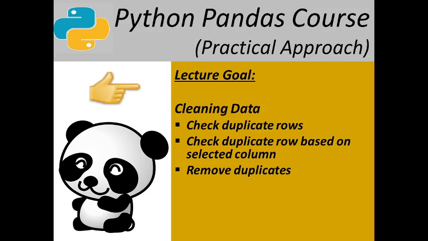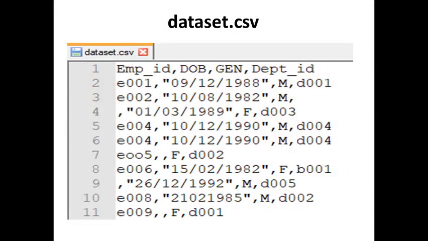In last lecture, we have seen how to deal with missing values and to clean data frame, right? Now, let's check for duplicate values. So here we have this CSV file named dataset.csv. So we are going to load this data to data frame and then we will check for duplicate values. So here you can see we have 4 columns and associated values, right? Now let's check duplicate rows.